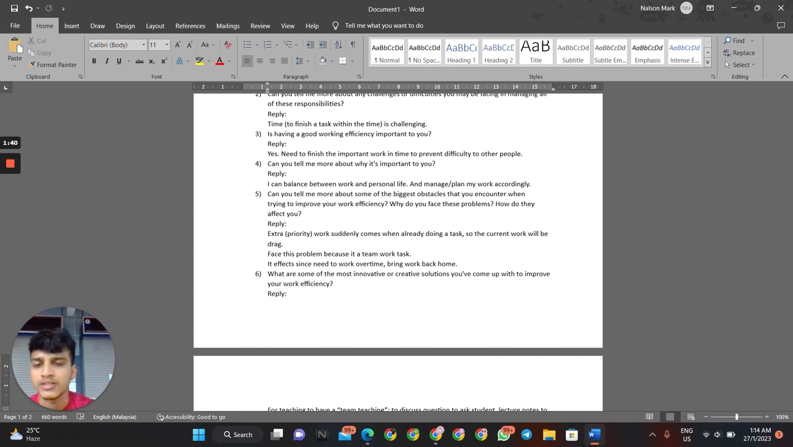The biggest obstacle she has faced in improving her work efficiency is extra priorities. The extra work suddenly comes, like if you're doing a job and suddenly 3 more jobs come at the same time, and you have to settle those jobs first. This causes the other job to be delayed, and this affects her working efficiency. She faces this problem because as lecturers they don't work alone, they work as a team, with the students, other lecturers, and the staff. So this affects them because they have to work overtime, and sometimes you have to bring the work back home.